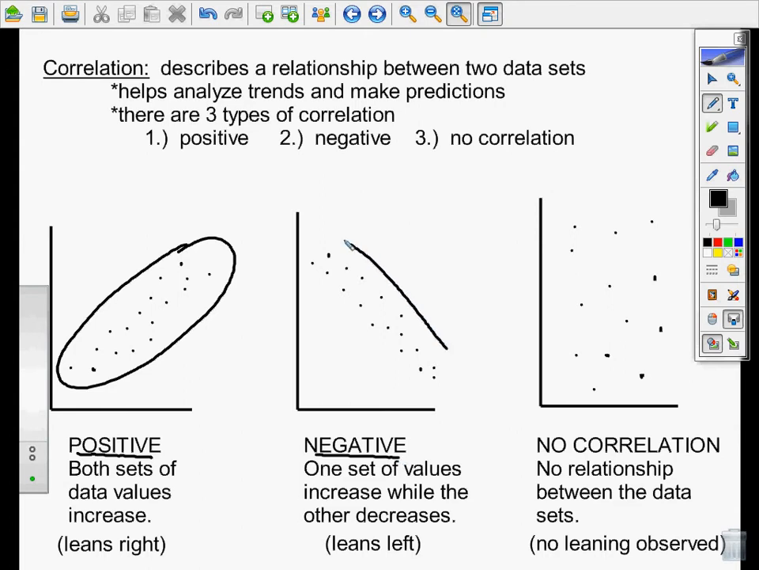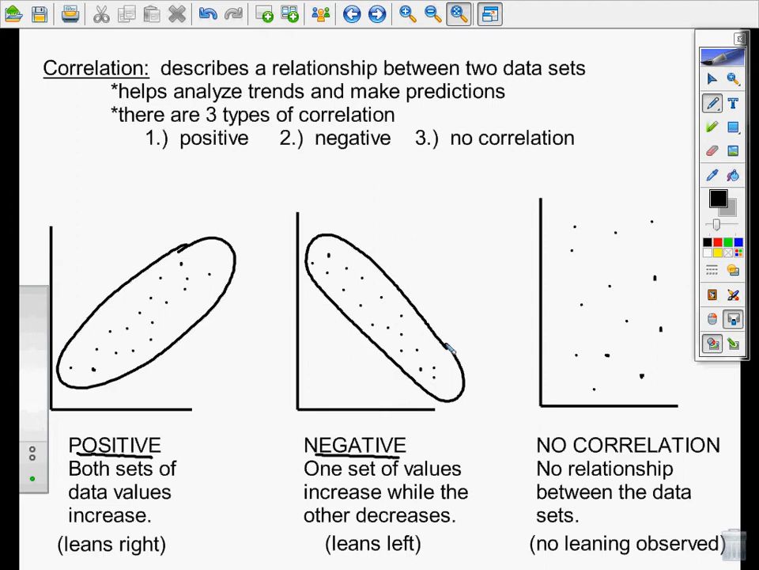Okay, now negative, as you can see here in the middle, it's leaning to the left. So I'm going to circle that cluster, and can you see that it's leaning back towards the left, more towards the y-axis. The positive is leaning away from the y-axis, as you can see. So when you see it like this, leaning towards the left, this is what we consider a negative correlation.